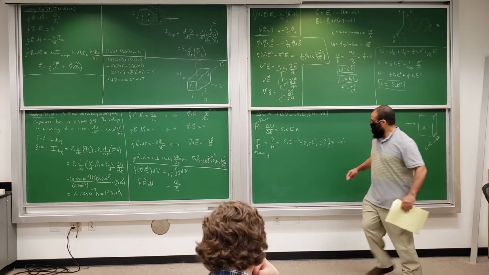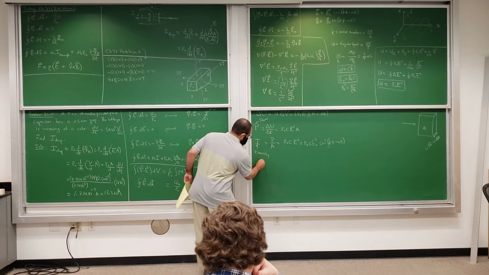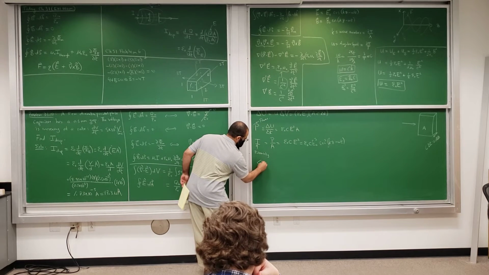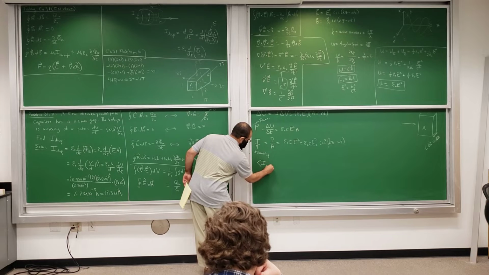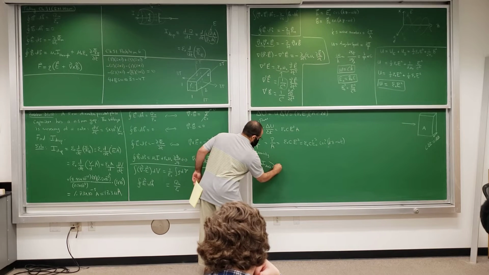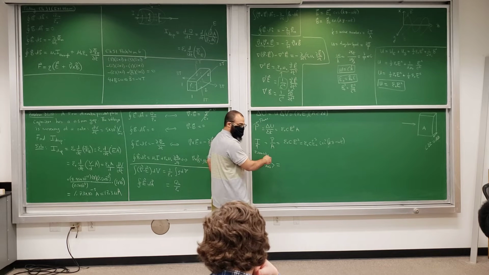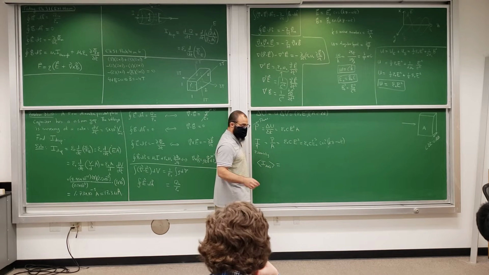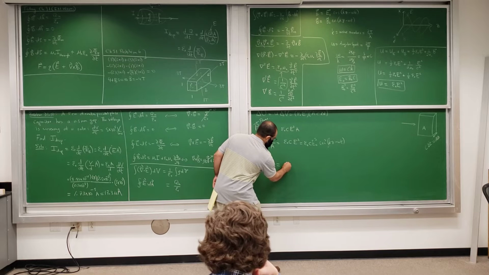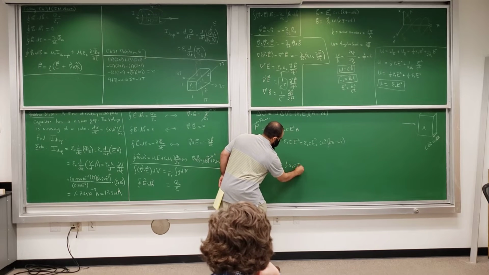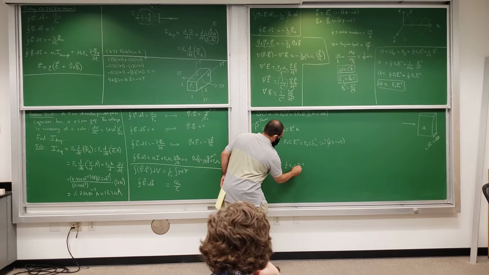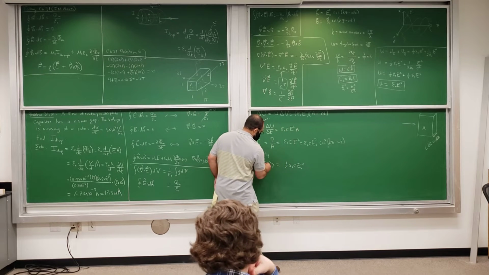So the average intensity, so we'll write here I average, is equal to, and sometimes, by the way, people just write I. And it would be 1/2 epsilon naught C E naught squared. So that's the average intensity.